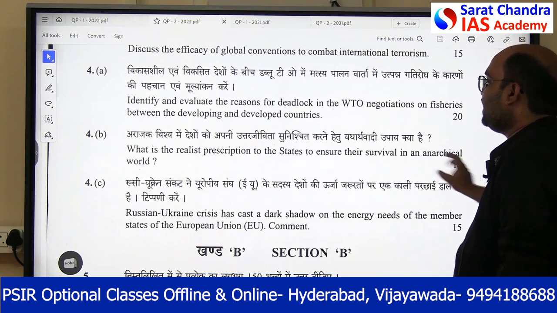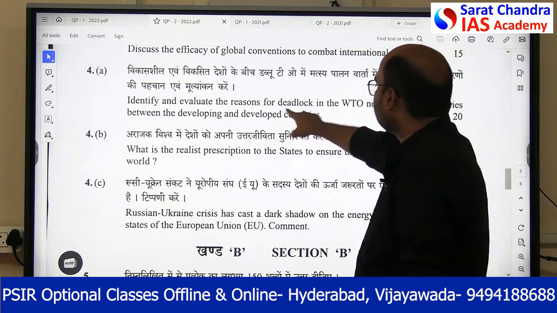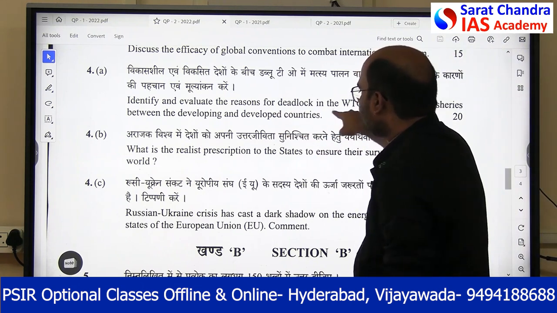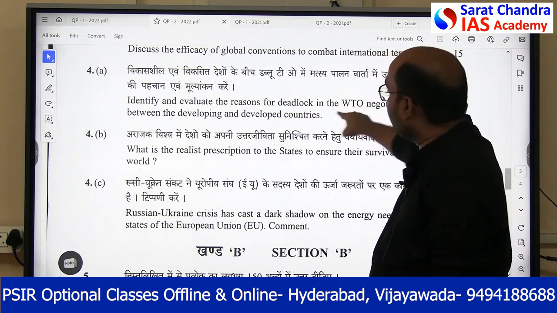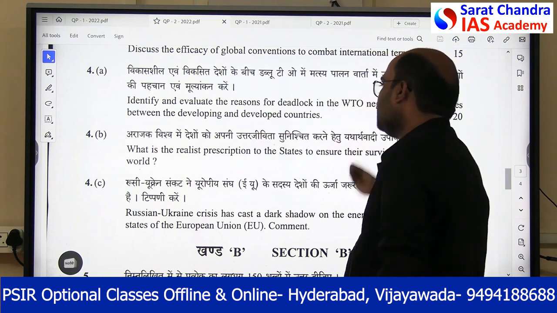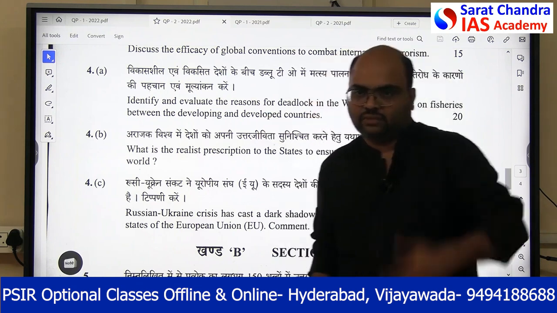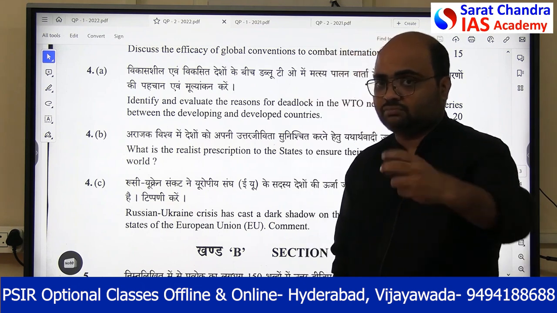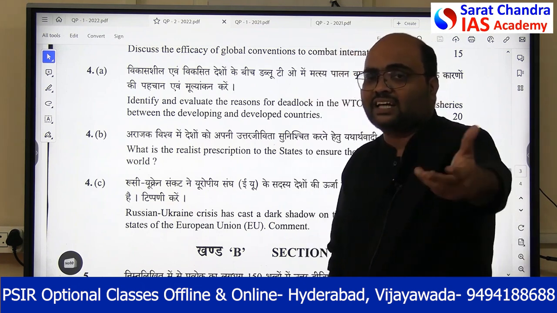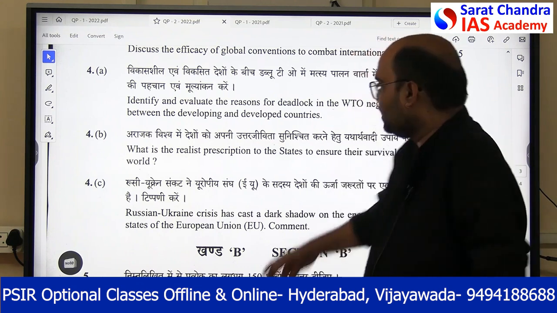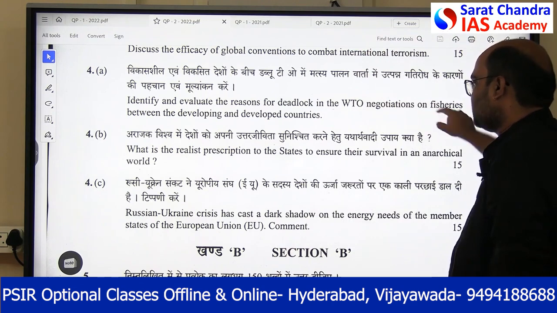Next one, identify and evaluate the reasons for the deadlock in WTO negotiations, in which India is playing a very important role with regard to fisheries between developing and developed countries. Developing countries have been gaining a lot of benefits out of conventions. They have been making these conventions in order to create better benefits for themselves, especially with regard to fisheries.